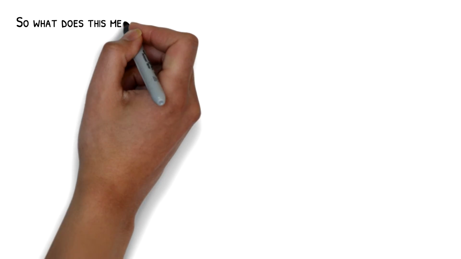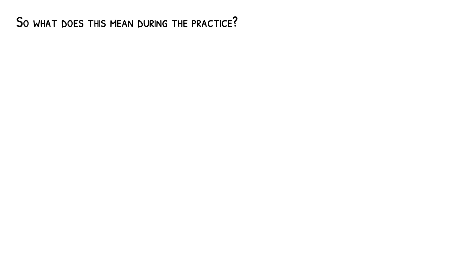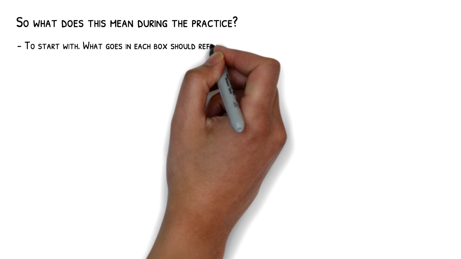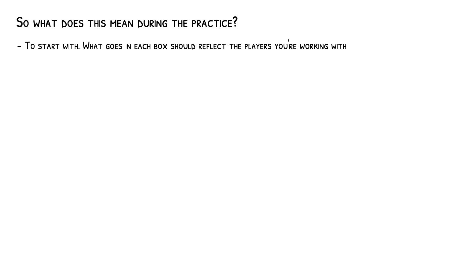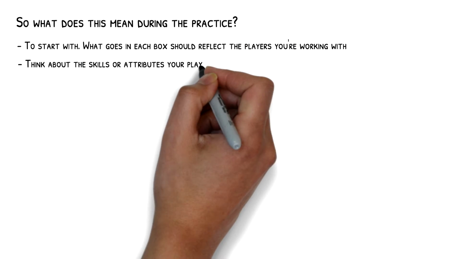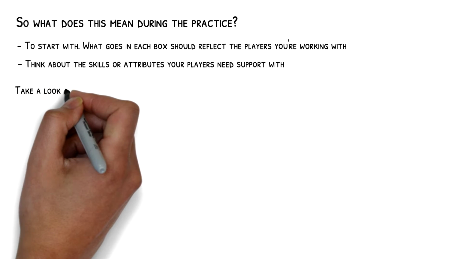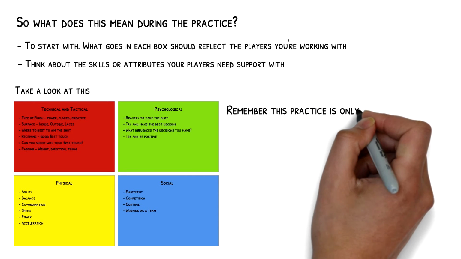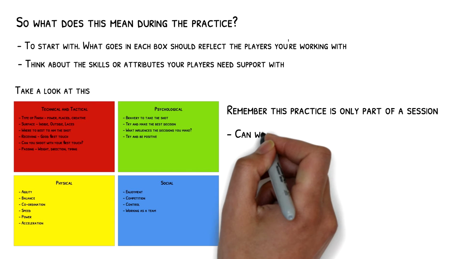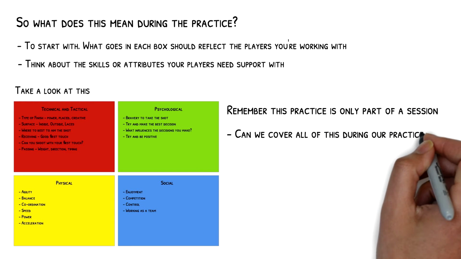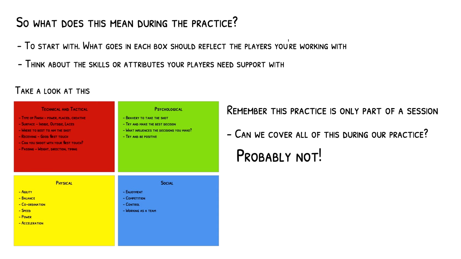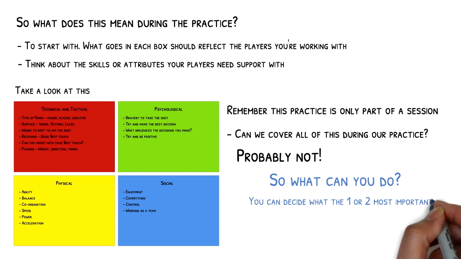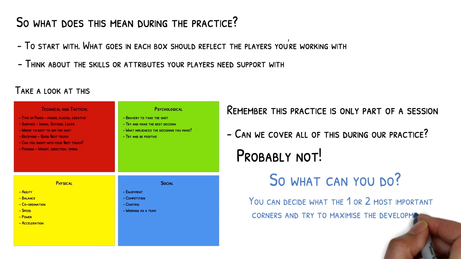So what does this mean during the practice? To start with, what goes in each box should reflect the players you're working with. Think about the skills or attributes your players need support with. Take a look at this. Remember, this practice is only part of a session. Can we cover all of this during our practice? Probably not. So what can you do? You can decide on the 1 or 2 most important corners and try and maximise the development in these areas.